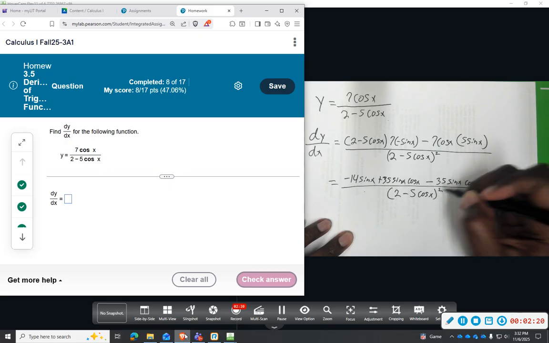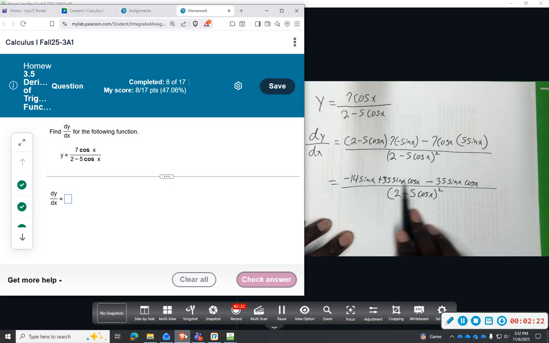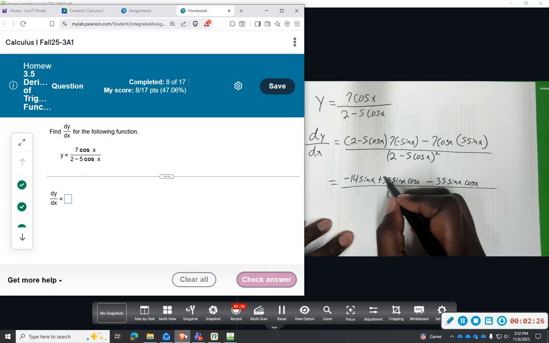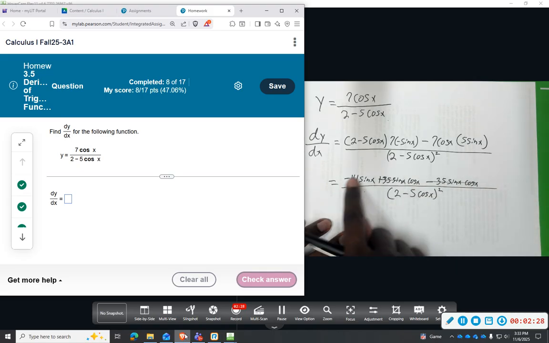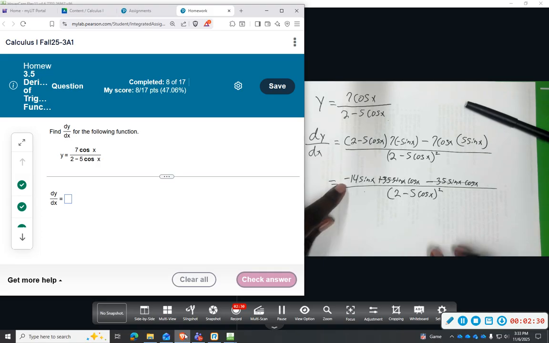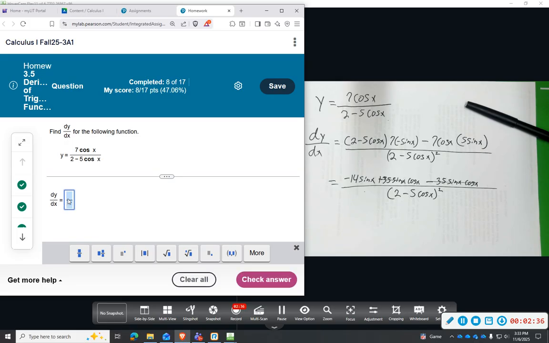cosine of x squared. Now the positive 35 sine x cosine x and the negative 35 sine x cosine x, the same, will cancel out. And so that'll just leave us with the negative 14 sine x over the denominator squared. So negative 14 sine x over 2 minus 5 cosine x squared.